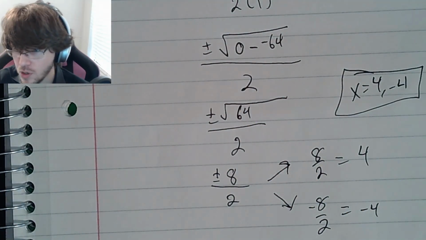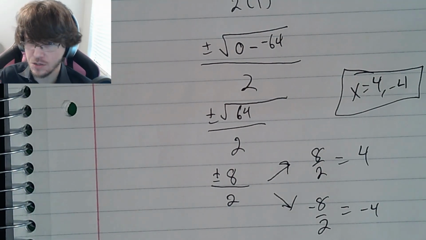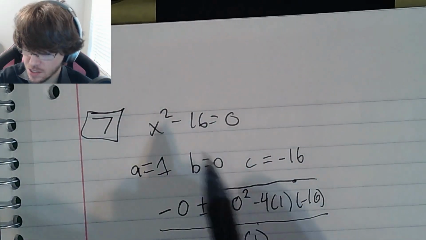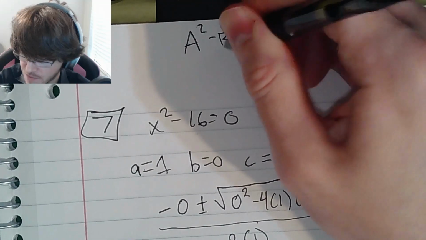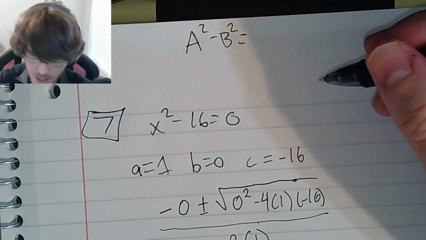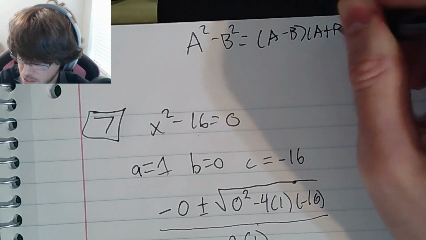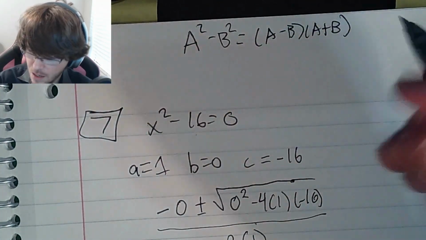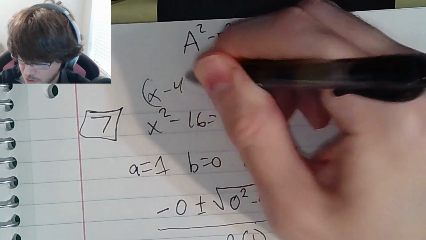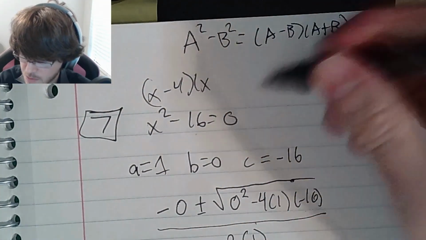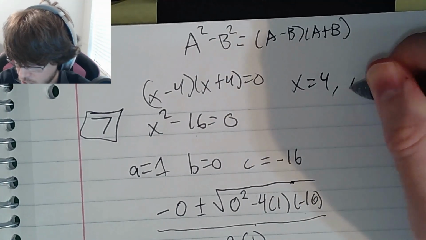I'm going to go back one more time and try to convince you that factoring and what we learned earlier in the year is easier. Because if we go back, this is a special one. This is our difference of two squares. If you remember from earlier in the year, if I had a squared minus b squared, I'll have a minus b times a plus b. And then after that, this becomes x minus 4 times x plus 4 equals 0. So I have x equals 4 and x equals negative 4.